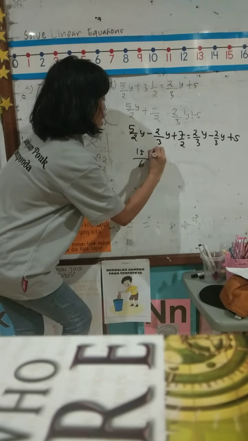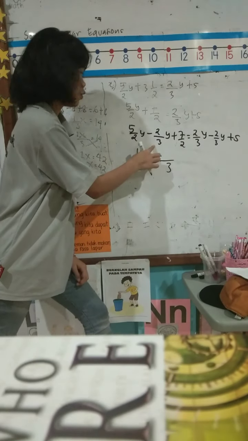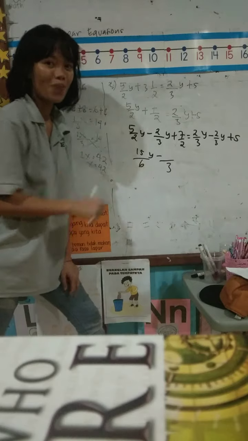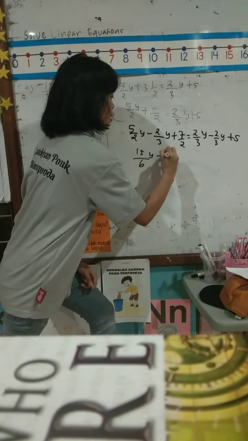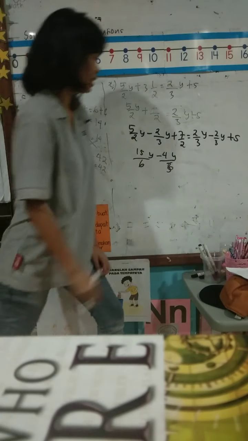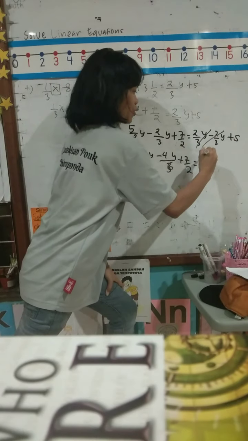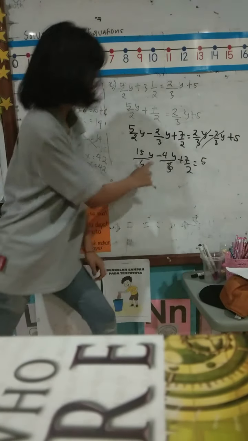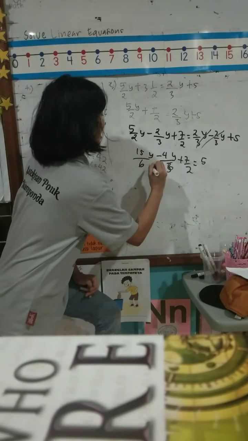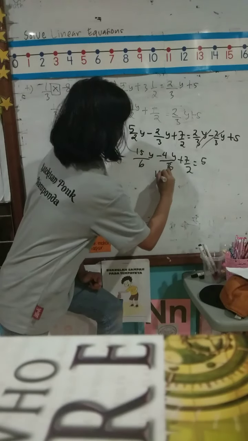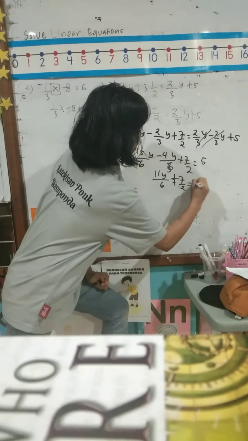So 15 out of 6y minus this one, same. To make it become 6, you have to multiply by, good job, 2. So 3 times 2 is 6, 2 times 2 is 4y. And then plus 7 out of 2. This one is 0, so only 5. After that, you just do subtraction, addition. Then you get 11y out of 6 plus 7 out of 2 equals 5.